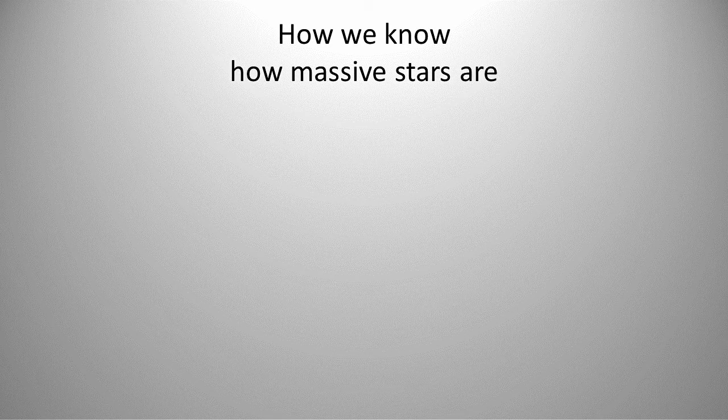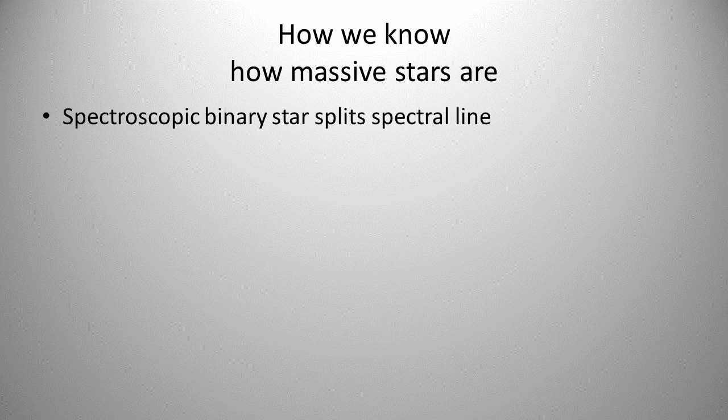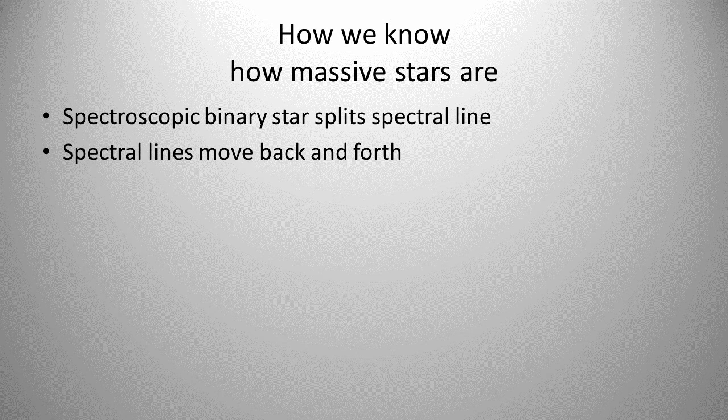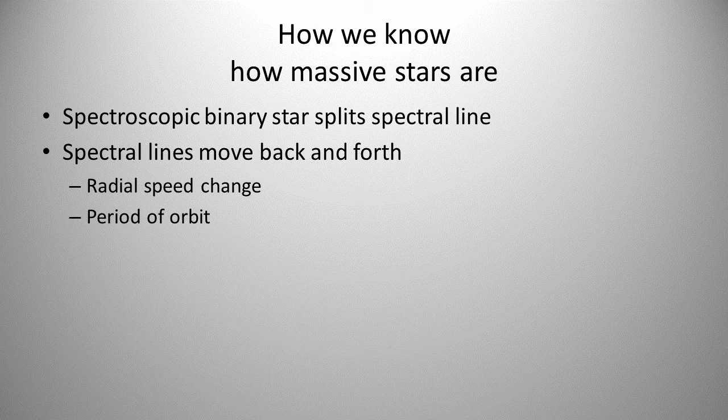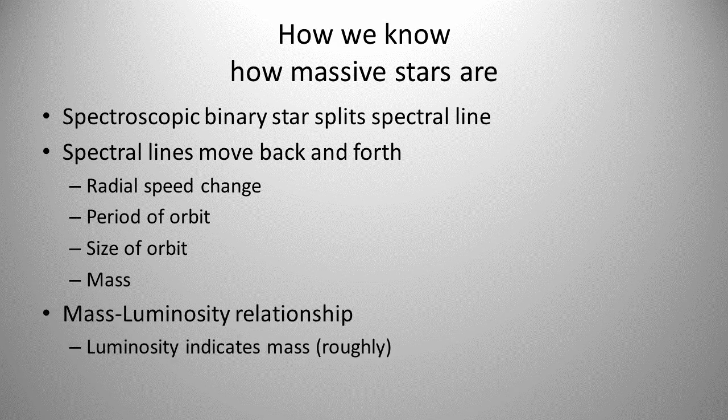So, here's how we know how massive stars are. A spectroscopic binary pair of stars will cause the spectral line to be split in two. Over time, the spectral lines move back and forth. That tells us by how much the radial speed is changing. The period of the spectral line motion tells us the period of the orbit of the stars. Knowing the speed and time tells us the size of the orbit. Physics equations can use all that to tell us the masses of the two stars. And based on the measurements with binary pairs, we can establish the rough mass-luminosity relationship so that we get a rough value for the mass of a lone star that is not part of a binary pair.